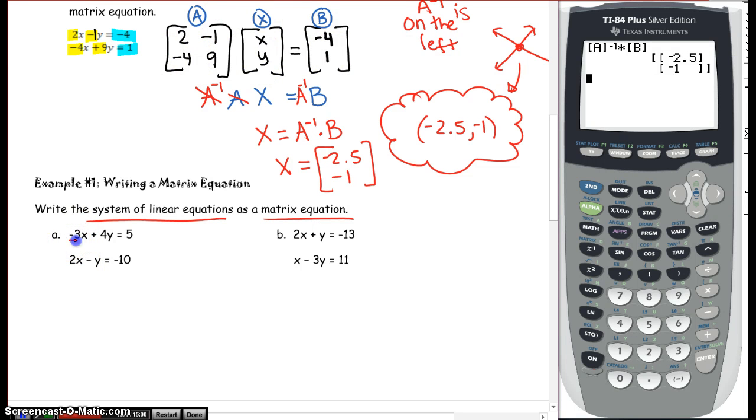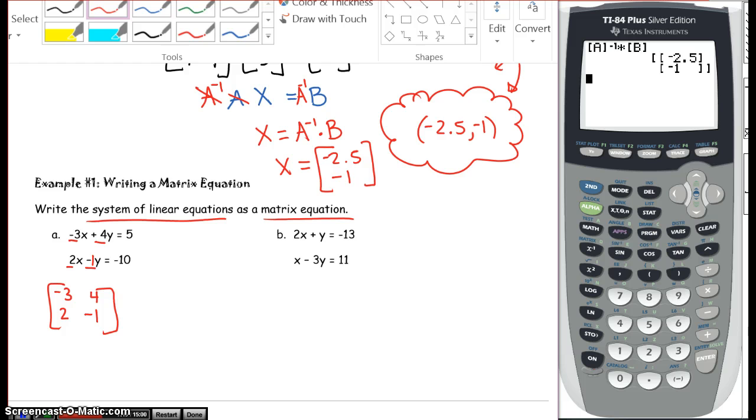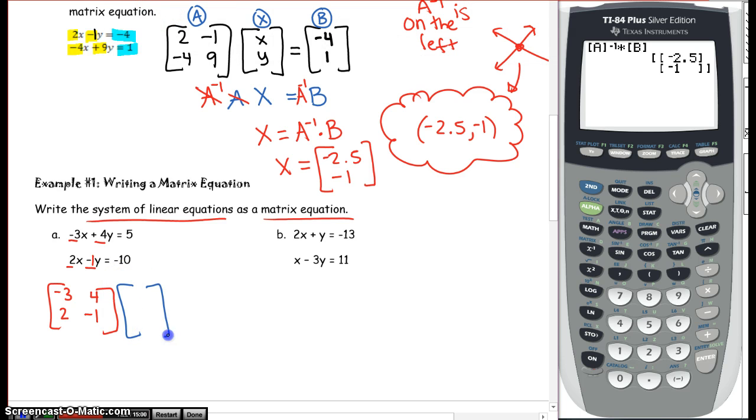So that's pretty easy. Take the leading coefficients, -3, 4, 2, and -1, and create your first matrix. -3, 4, 2, and -1. Notice that the way I see it is exactly the way I write it into the matrix. The next part is writing the variable matrix. Well, we have two variables. X is one, Y is the next one. X comes first, Y comes second. And then we have the last part, equals, right? And our values on the other side of the equation, 5 and -10. So that's how you write it. And we are done.